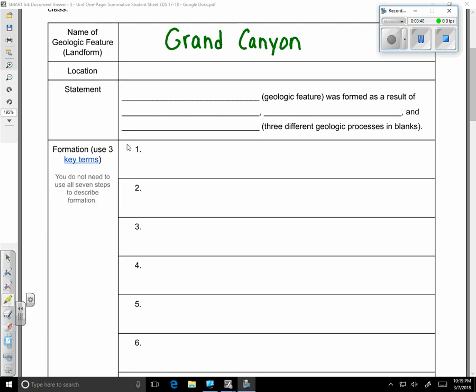So next we are going to skip the statement for a minute, and we are going to go to formation using 3 key terms. And what that basically means is, what are the steps in making the Grand Canyon as we see it today? And so we will need to continue reading to find out that answer.